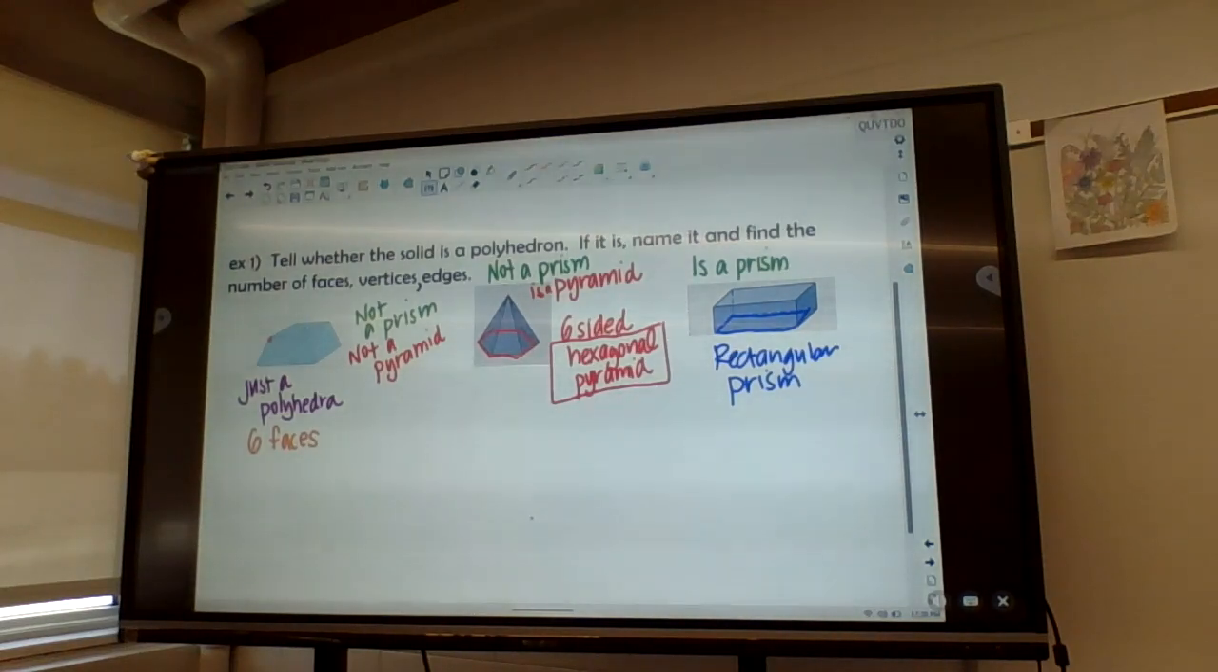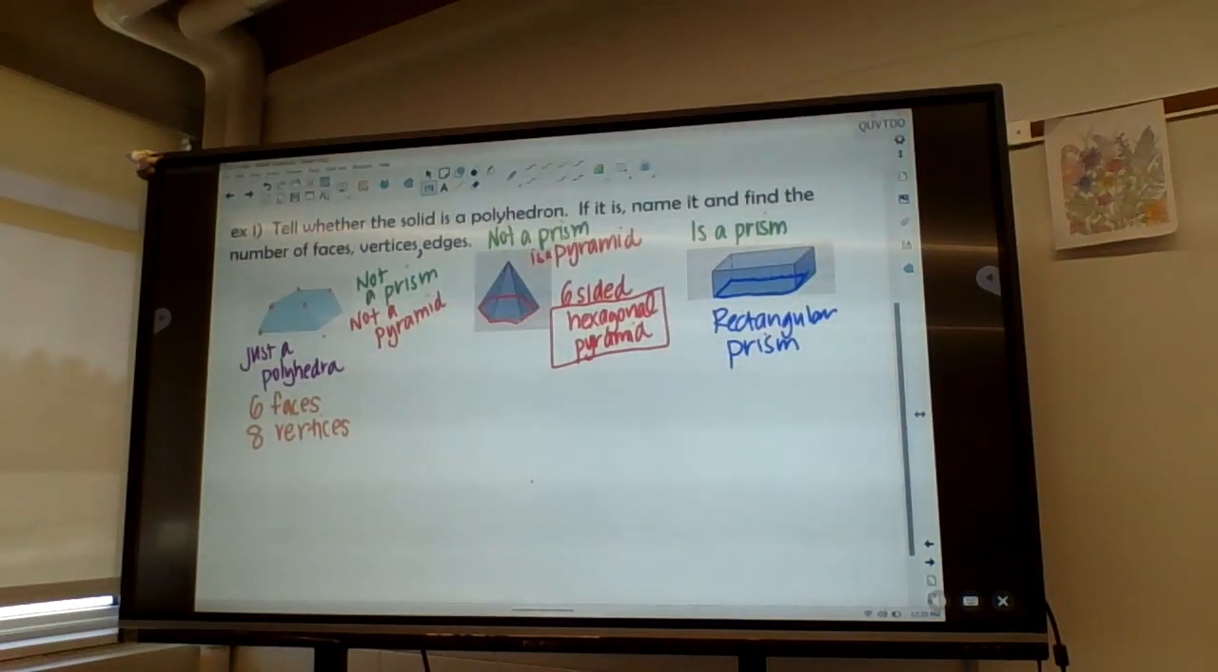Vertices, again, we have to count even the ones we can't see. There's 4 on top, there should be 4 on the bottom. So there should be 8 vertices. And then edges, those might be tougher to count. 1, 2, 3, 4. There's gonna be the same on the bottom, so that'd be 8. But then there's also 4 across the sides, so there'd be 12 edges.